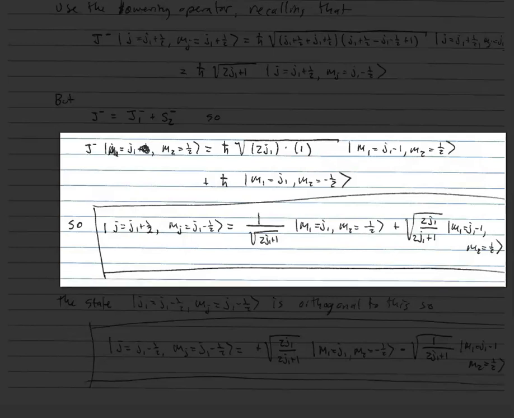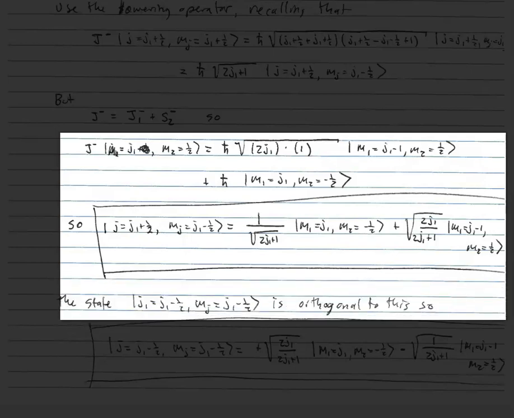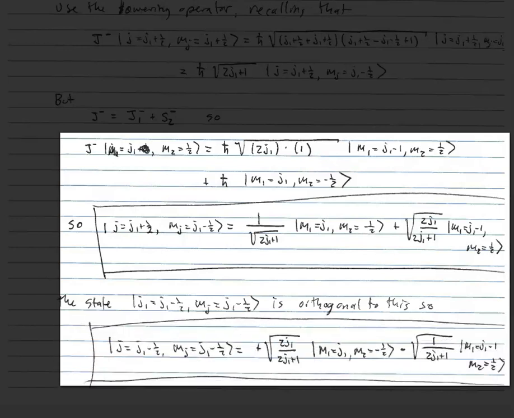And again, to find the state that corresponds to j equals j1 minus a half, mj equals j1 minus a half, we just have to find a state that's orthogonal to it. So again, we switch the coefficients and give one of them a minus sign. And what we find is the state is then given by square root of 2j over 2j plus 1.